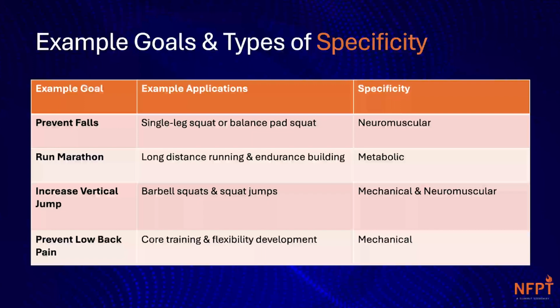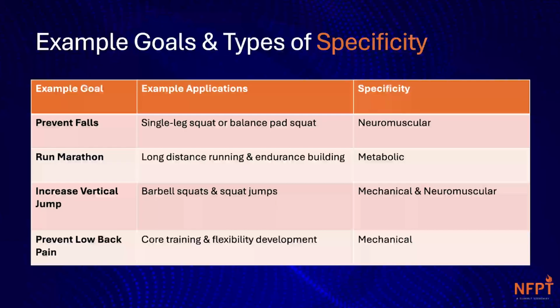Then we've got a goal of increasing a vertical jump. Now, here, what you would want to do is something like barbell squats, because that's going to increase their strength in their lower body. But we also have squat jumps. So, squat jumps is going to teach their nervous system to communicate quickly to their muscular system in order to produce that force.